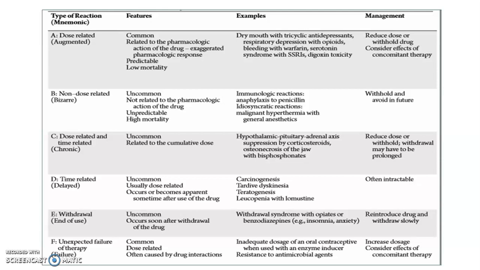Then type E will be withdrawal. These are all because of withdrawal syndromes of a particular drug. These are also uncommon. This reaction can be managed by reintroducing a drug or withdrawing a particular drug slowly by reducing the dose step by step. And then type F, which is also a very common reaction in the case of dose related. Often even drug interaction leads to a failure of therapy, because one drug interacts with another drug and reduces the efficacy of any one drug. So failure of therapy will be very common. In these particular cases, we can increase the dose, or we can check a concomitant therapy which is administered with the particular drug.